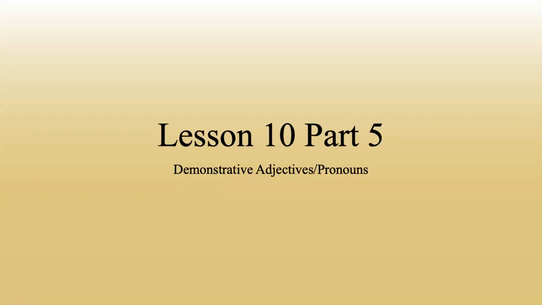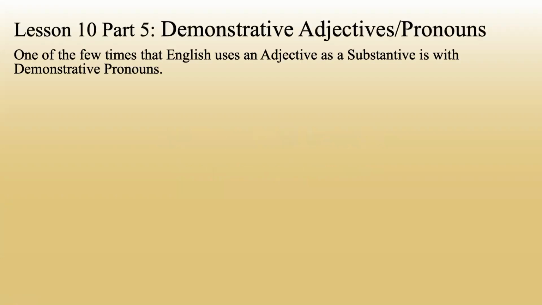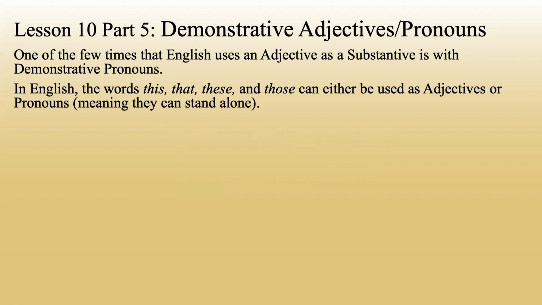Lesson 10, Part 5, Demonstrative Adjectives and Pronouns. One of the few times that English uses an adjective as a substantive is with demonstrative pronouns. In English, the words this, that, these, and those can either be used as adjectives or pronouns, which are sort of like substantive adjectives. They can stand alone.